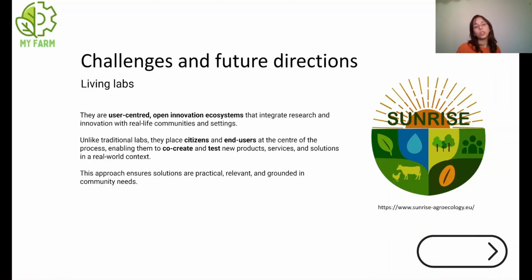So this tool, the tool of living labs, is very much used in agroecological research. And if you want to know more about existing living labs in Europe, in your country, you should really check this website out.